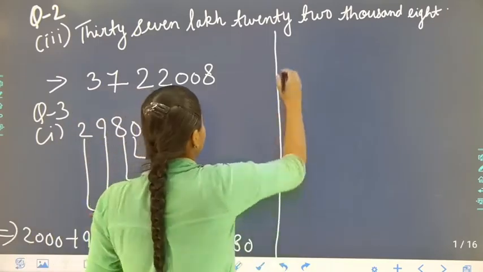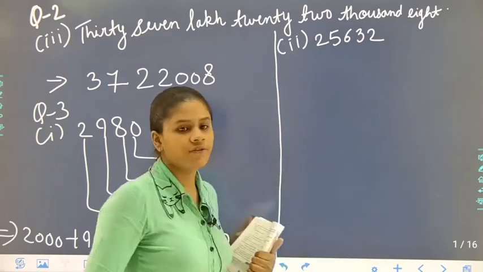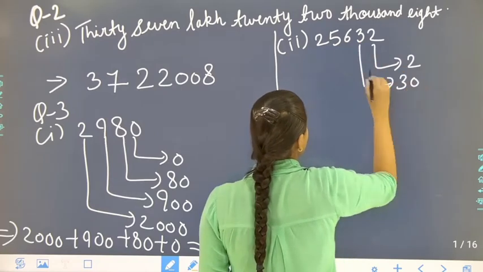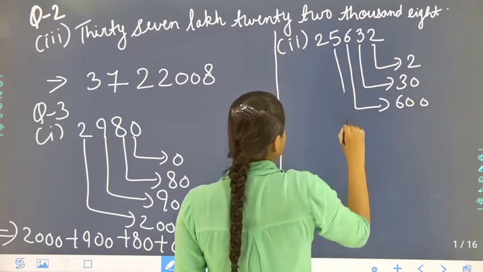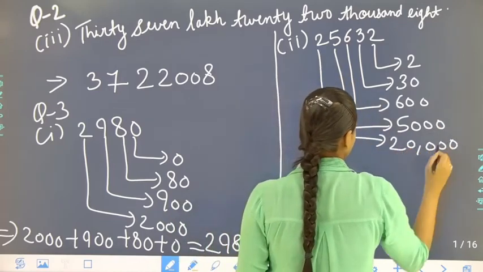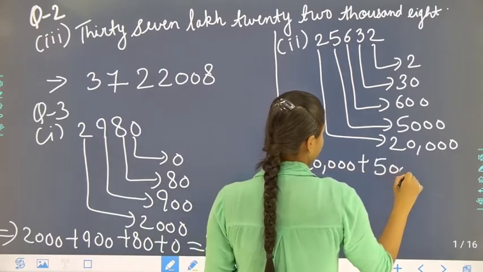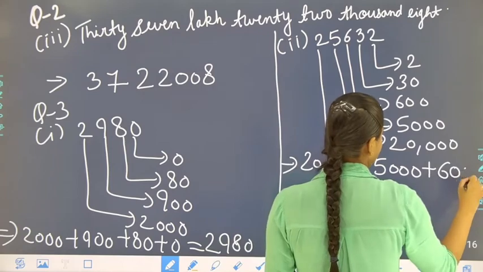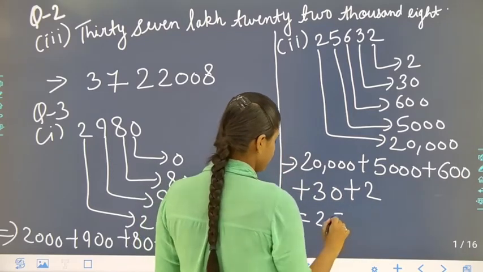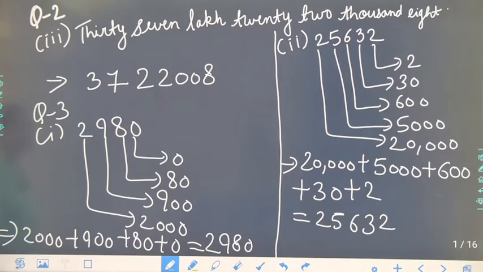That is B. Second part. 25,632. Again, we have to write in the expanded form. First, that is ones, tens, hundred, thousand, and 10,000. Again, we have to do sum. 20,000 plus 5,000 plus 600 plus 30 plus 2. That is 25,632. Students, if you want to take screenshot, you can take. Then we will move to the next part.